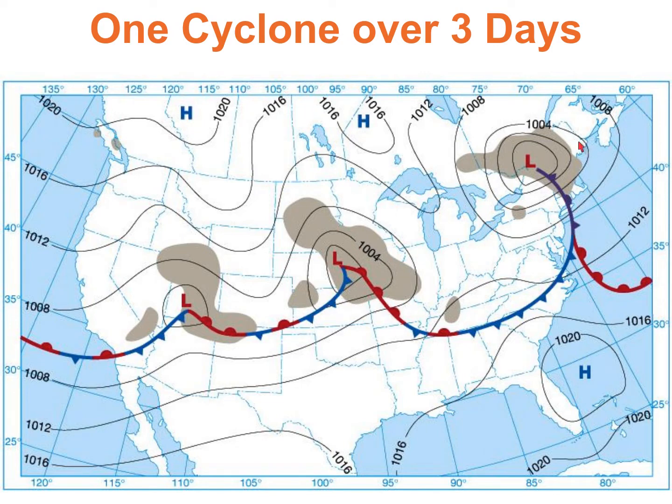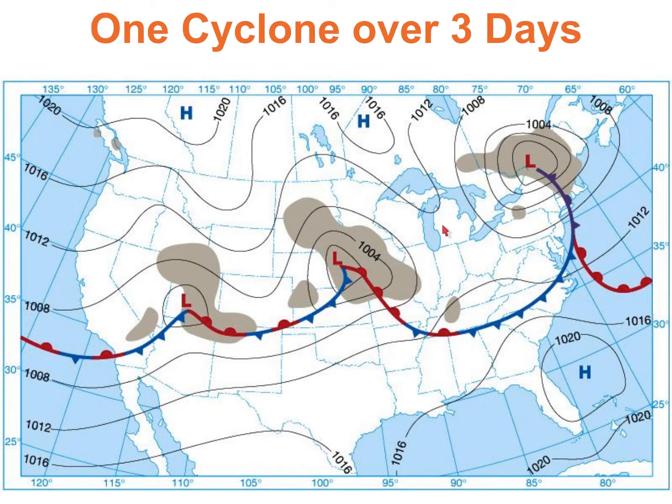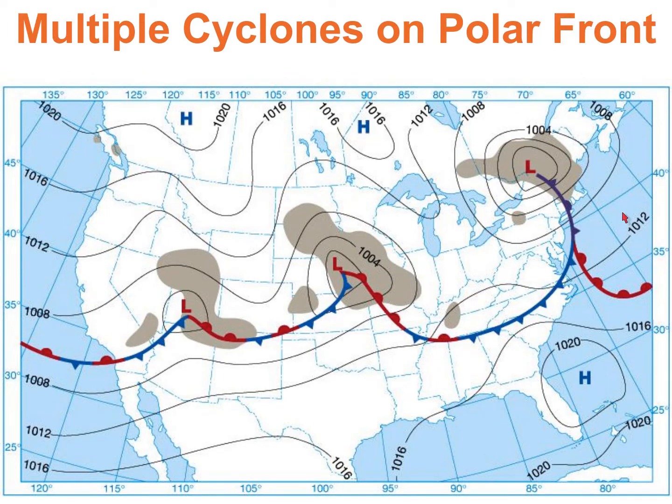And then over here you have an occluded front, so this storm is on its way out. But they typically take several days, so this could be one cyclone over 3 days. So here'd be Monday, Tuesday, Wednesday. And at any one time, there are several of these mid-latitude cyclones going on along the polar front.